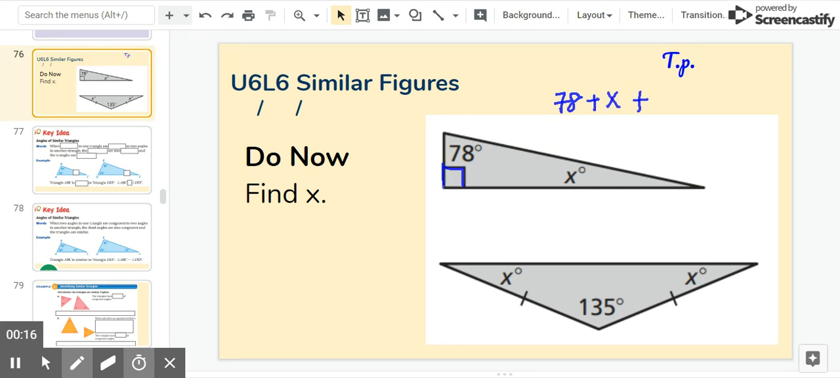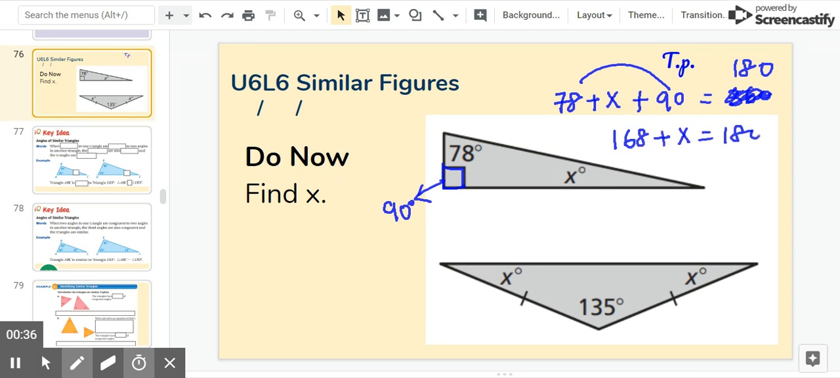So this little square means what? It tells you the degree of 90. So 90, when you add all of them together, it's going to be 360. No way. It's a triangle, so it should be 180. So if you add these two together, it's going to be 168, 180 minus 168. X is equal to 12. The measure of this angle is 12.